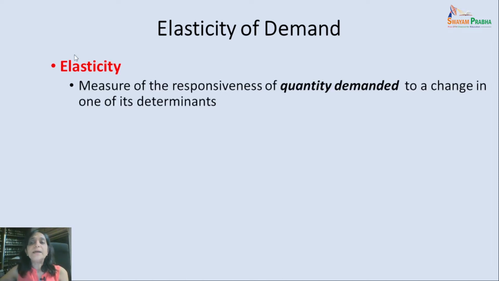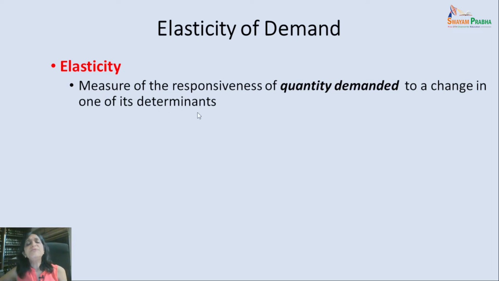So let us define what elasticity of demand is. For example, when you pick up a rubber band and stretch it, the more it stretches, we say there is more flexibility or more elasticity. That scientific concept we adopt to understand elasticity of demand. Let us see the definition: elasticity measures the responsiveness of quantity demanded to a change in any one of its determinants.